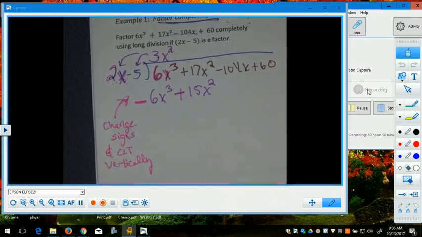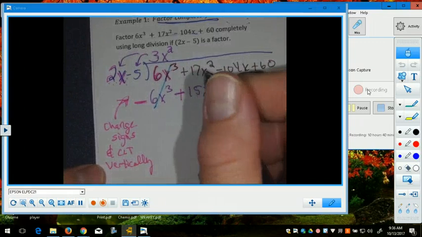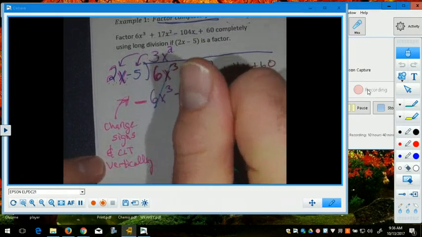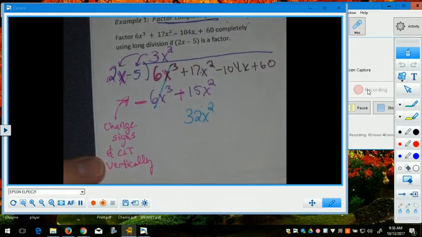Then I'm not thinking about subtraction. I'm just combining terms. 6 and negative 6 is 0. 17 and 15 is 32. Bring down the rest of your terms.